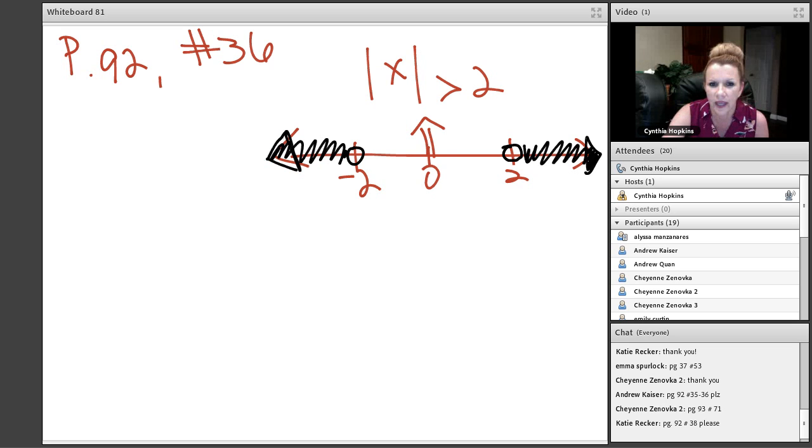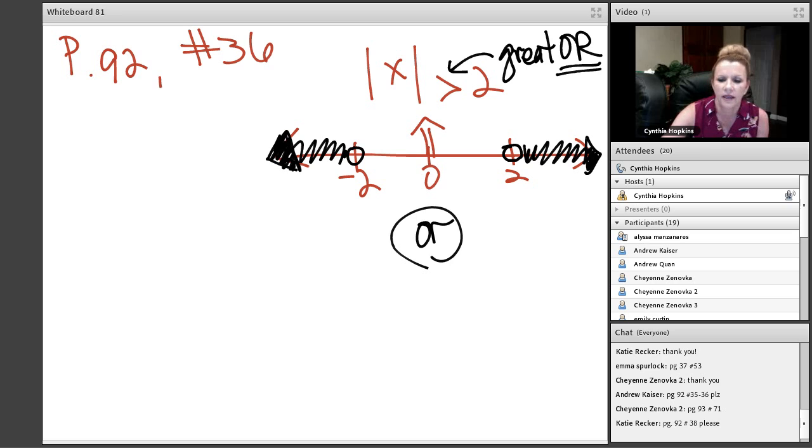Okay, now the way you write these inequalities without the absolute value signs, since there are 2 sections of your graph, you have to write the word or. So I want you to think of this symbol, not just as greater, but great-or than, to remind you that you have to write the word or. Okay, let's write the right one first. Isn't this x is greater than 2? Well, how easy is that?